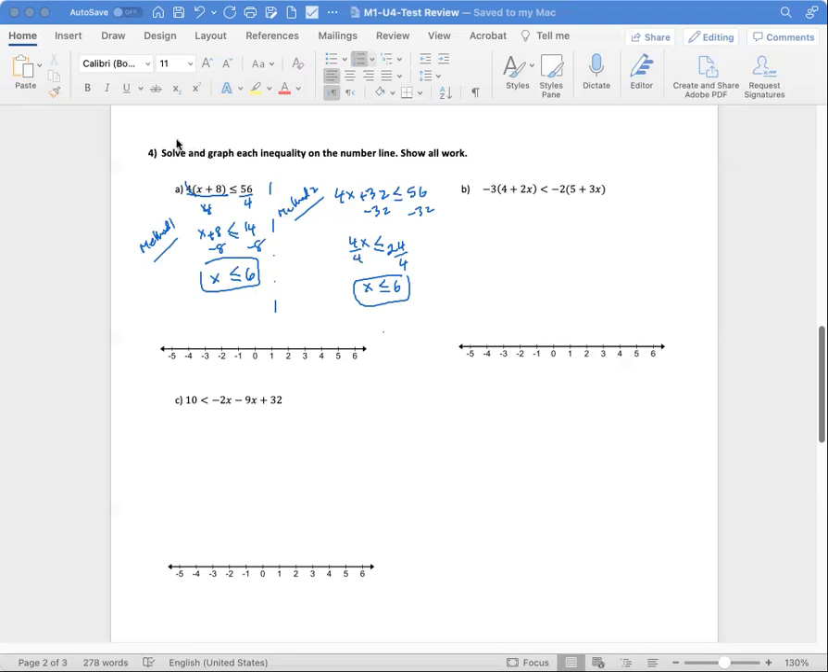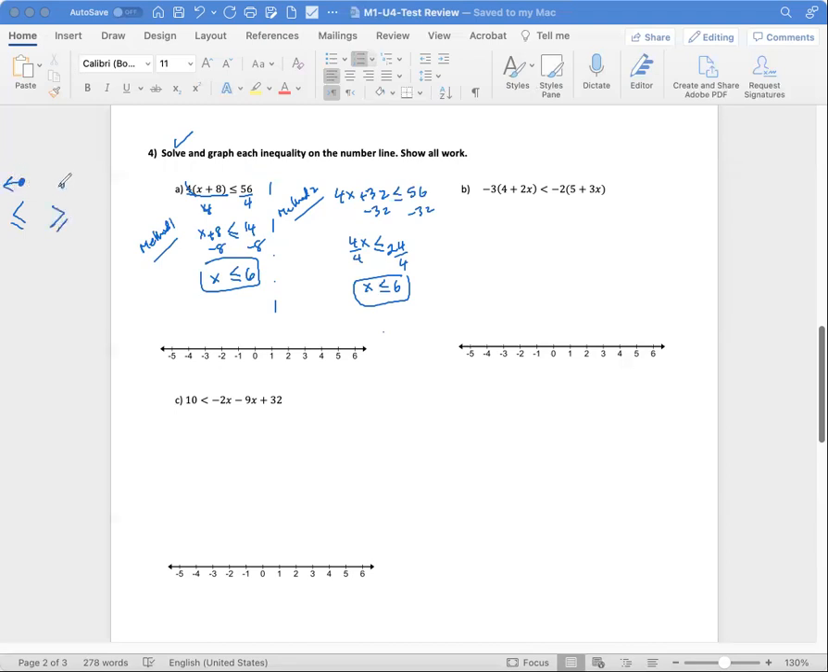Remember, this part was solved. Now we need to graph. We have 2 action verbs, solve and graph. So the solving part, we got this done. The graphing part, not just yet. X is less than or equal to 6. Remember, when you have less than or equal, you're going closed circle and to the left.